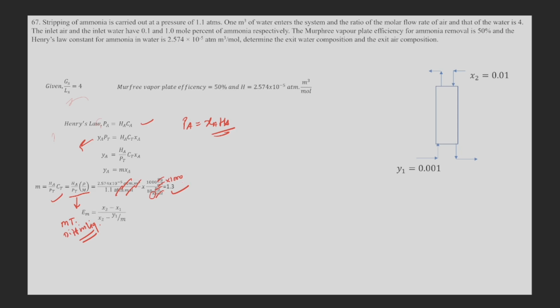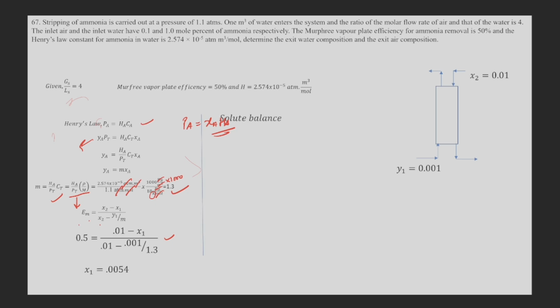Now we have the Murphy plate efficiency. Putting this value, we will get x1 from here. So what is the value of x1? It is 0.0054.